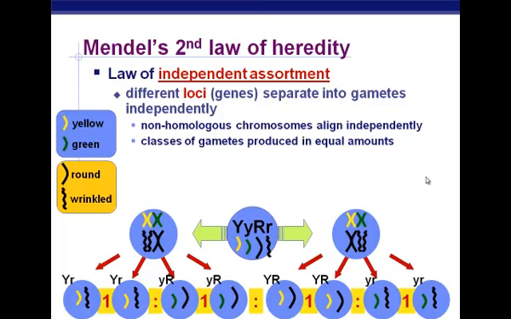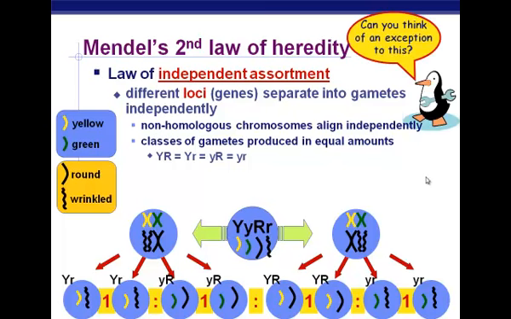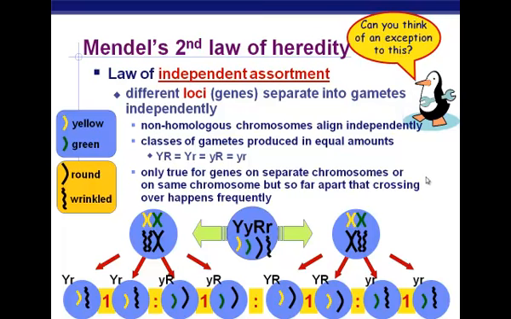So the non-homologous chromosomes, and that's an important key that we'll come back to in 8.2. It's the non-homologous chromosomes aligned independently. Classes of gametes produced in equal amounts. So in the equal amounts is the idea, right? When we did this, we got the equal amounts of the gametes, right? 1 to 1 to 1 to 1 ratio. And it's only true for genes on separate chromosomes. And here's where we're going to have to clarify things a little bit tomorrow probably. Only true for genes on separate chromosomes or on the same chromosome, but allowed crossing over to happen.